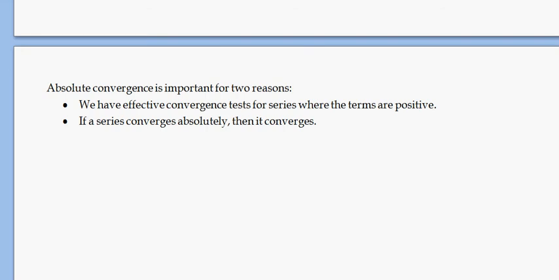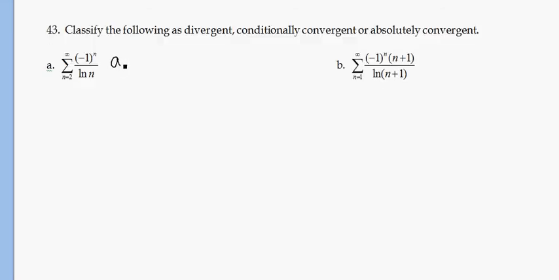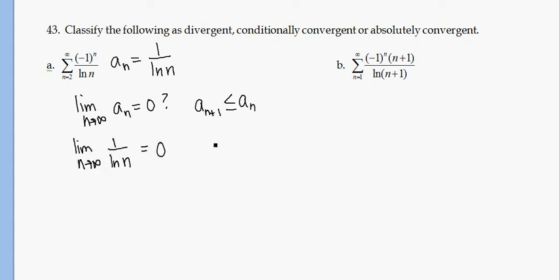Let's look at some examples. Note in this case that a sub n is just 1 over the natural log of n. That's because, again, a sub n is always the absolute value of this term. So we need to check two conditions. We need to check to see if the limit as n goes to infinity of a sub n equals 0, and also if the n plus first term is less than or equal to the nth term. If we take the limit, we see it is 0, so that is satisfied.